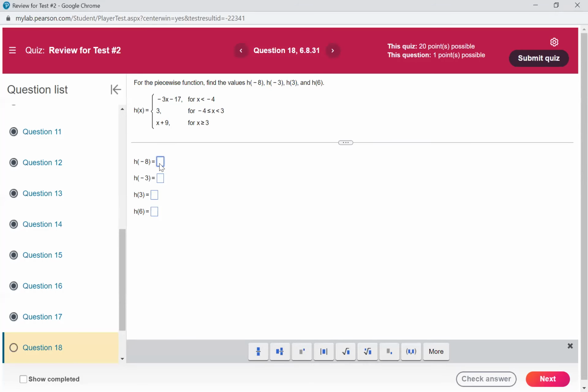So h of negative 8, we got a 7. h of negative 3, we got a positive 3. h of 3, we got 12. And then h of 6, we got 15. Punch those 4 numbers in, and then we're going to hit next.